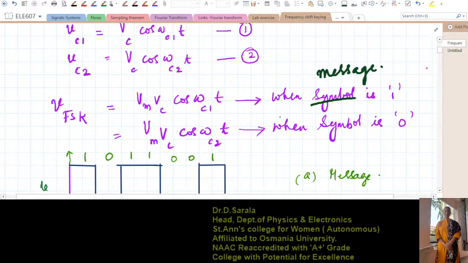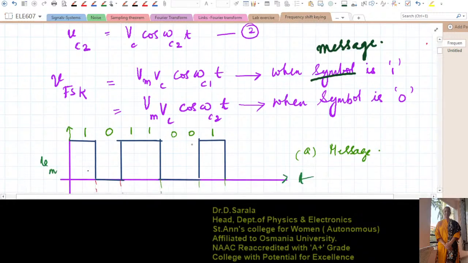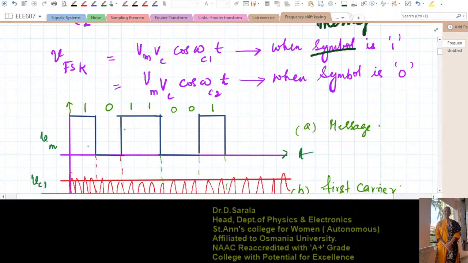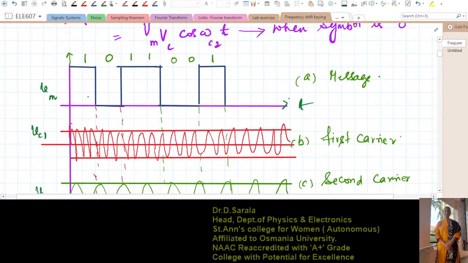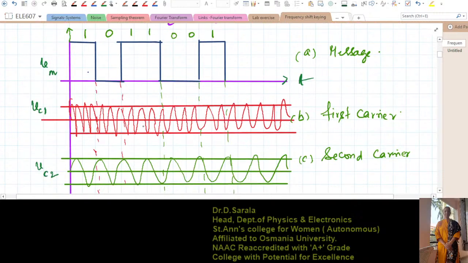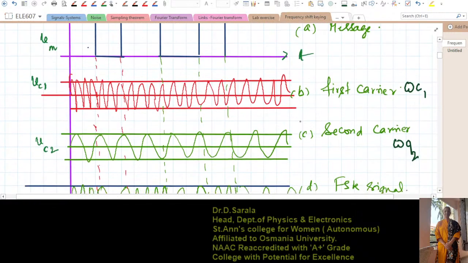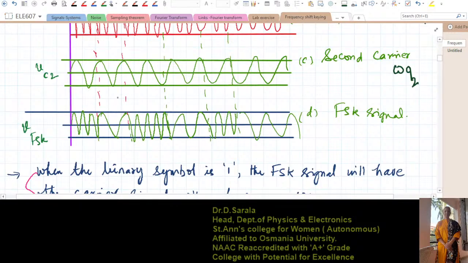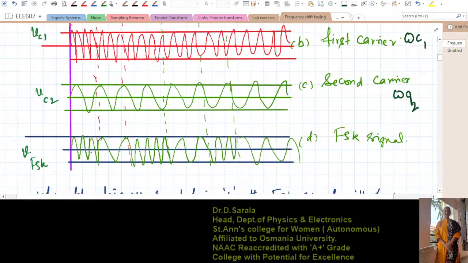So therefore what we can see here is if the given message is of the form 10110001, this is a digital message. This is plotted as a function of time t, and if the first carrier is of frequency omega C1, and this is of the frequency omega C2, then the corresponding frequency shift keyed signal is represented like this.